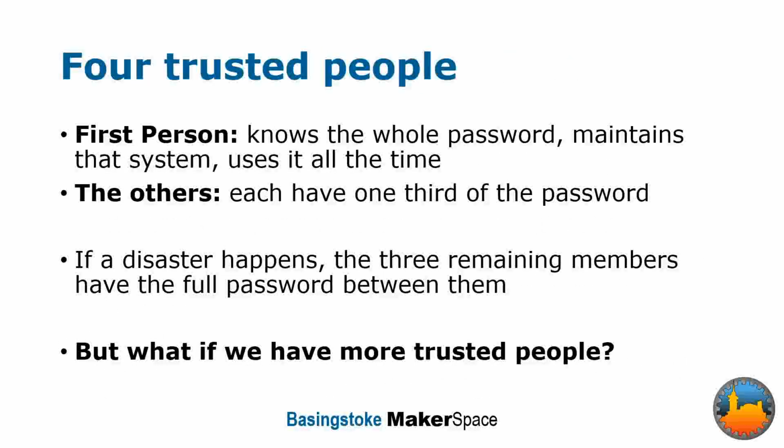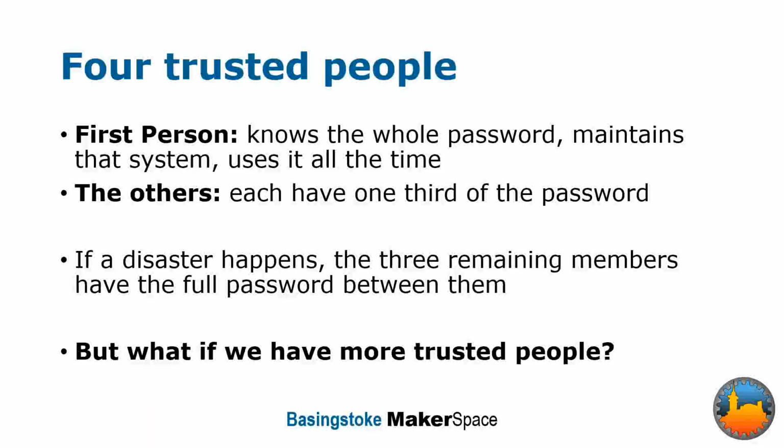For example, if we have 4 trusted people, then one of them knows the whole password because they're the person that deals with that system all the time. The other 3 can each be given a third of the password. That way, if the first person becomes unavailable, the other 3 can get together and by combining the parts they have, recreate the whole password and hence get access to the system.